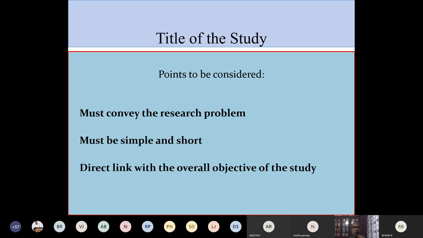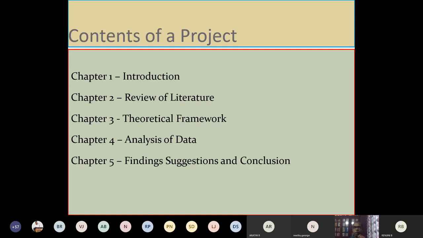Whenever someone looks at the title of the study, they should be able to understand the overall objective of your study. That's a very, very important aspect. Remember, this is very important. While framing the title of the study, it should be made in such a way that the title conveys the original research problem, and it should give some clues regarding the overall objective of your study. Okay.